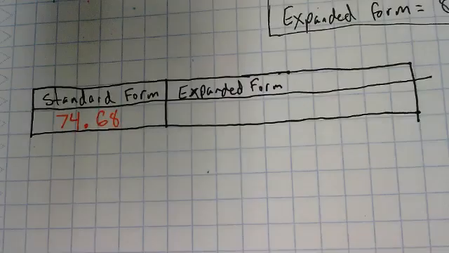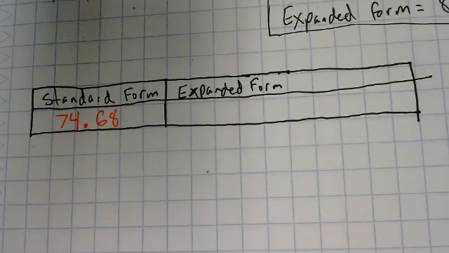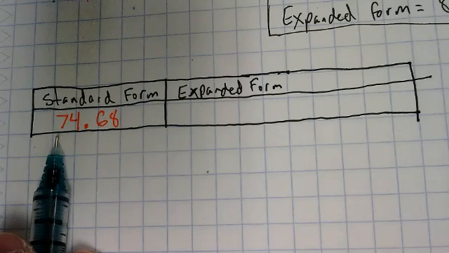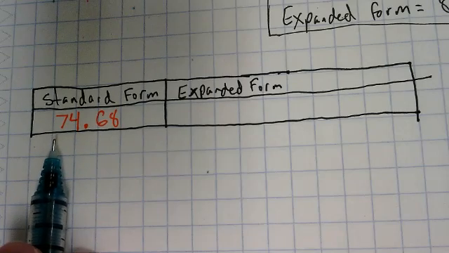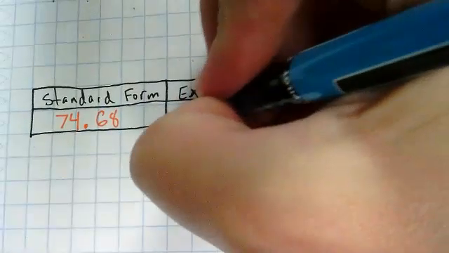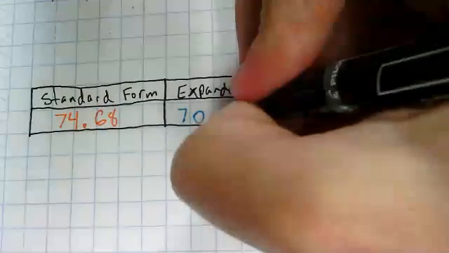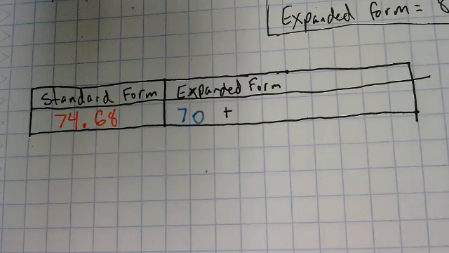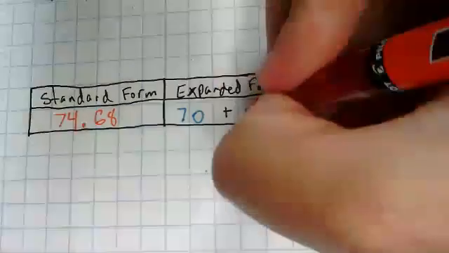Okay, so for my standard form number, I'm going to do 74.68. That's going to be my standard form number. So, when I put that in expanded form, I'm just going to take each digit and write what it represents. So, this 7, if we look on the left side of the ones place, or left side of the decimal, we have ones place, we have tens place. Not tenths, this is the tens. And so, the 7 stands for 70. Plus, this 4 is in the ones place, so it simply stands for a 4.